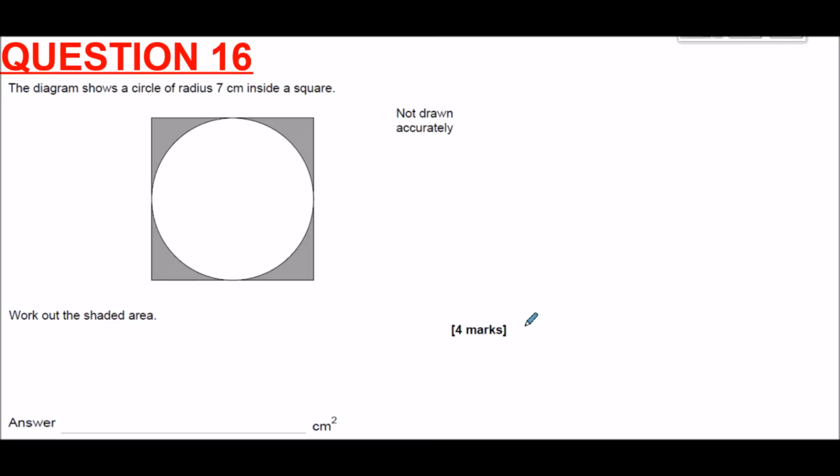Question 16, we've got a diagram with a square and a circle inside the square, and we need to work out the shaded area. So we're told what the radius of this circle is, which is good news. So we're told that the radius is 7. Now the radius of a circle just means from the middle to the outside. So for this circle, it's 7 centimetres.